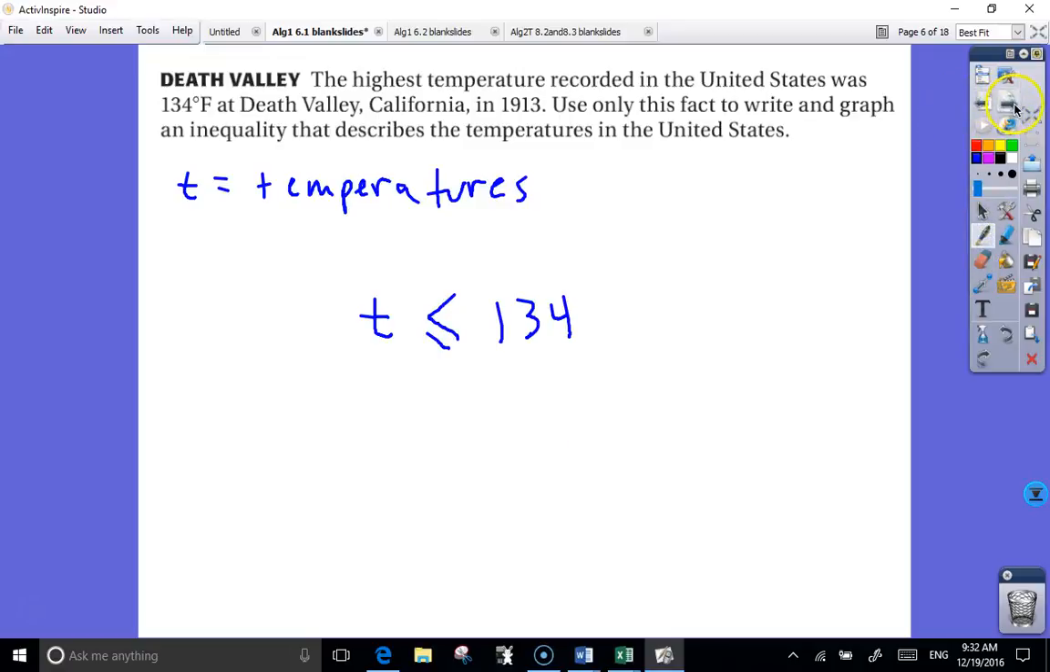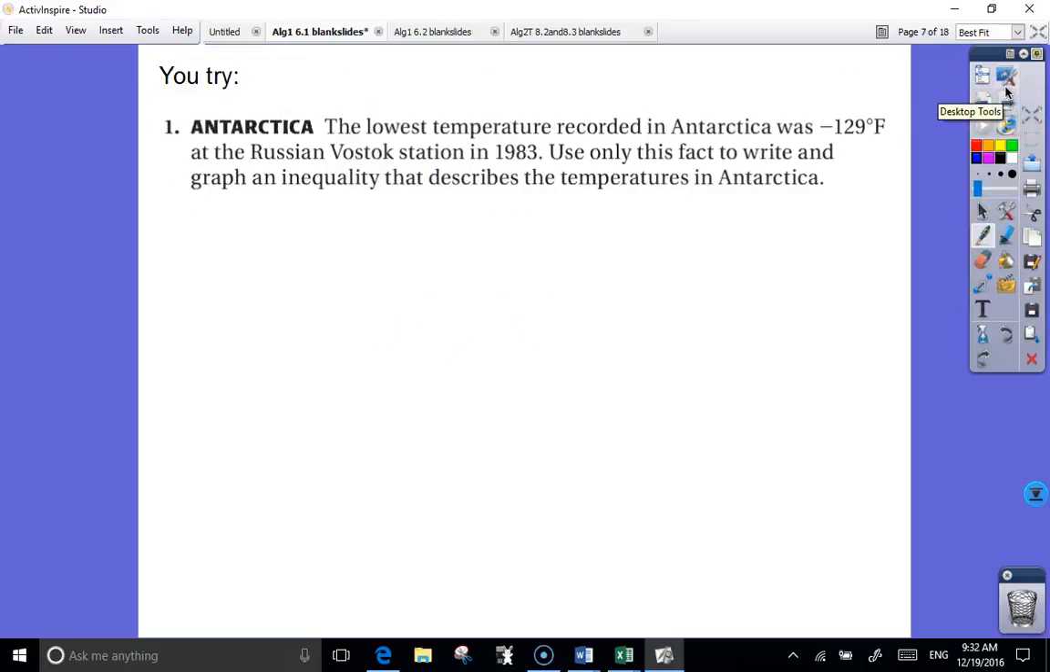Okay, so try this one. Similar kind of question. The lowest temperature recorded in Antarctica was -129 Fahrenheit in 1983. Use only this fact to write and graph an inequality.